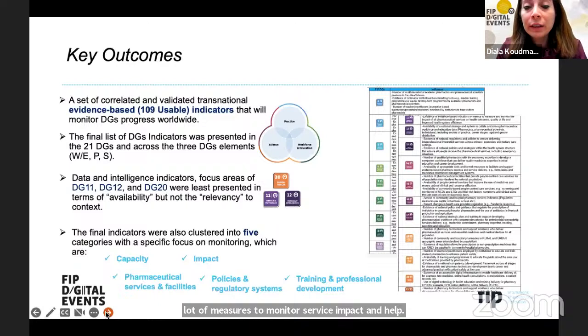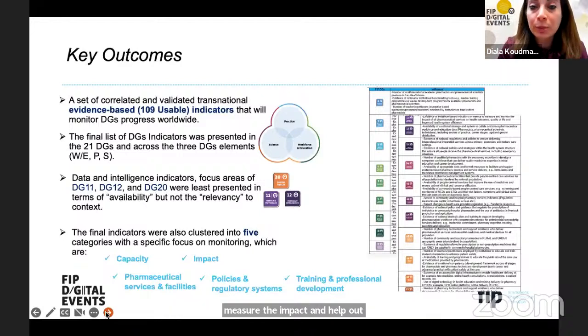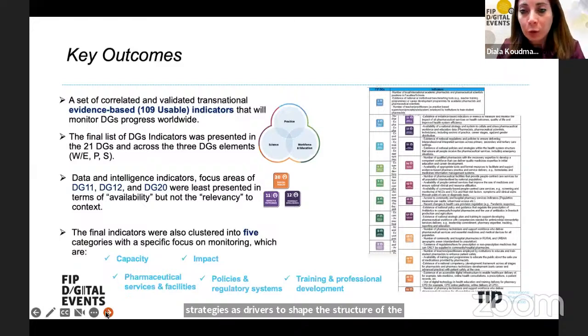Finally, the developed list of indicators was also clustered into 5 categories to present the development goals indicators as a second dimension. For example, we have capacity type indicators, where data is expressed as numbers, like the number of pharmacists, pharmacies, etc. We also have impact type indicators to measure the impact and health outcomes of the pharmaceutical services provided. We also have pharmaceutical services and facilities type indicators, which focus on the availability of the pharmaceutical services, facilities, and the infrastructure needed. We also have policies and regulatory systems type indicators, which focus on the regulation and strategies as drivers to shape the structure of the needed system to improve healthcare outcomes.